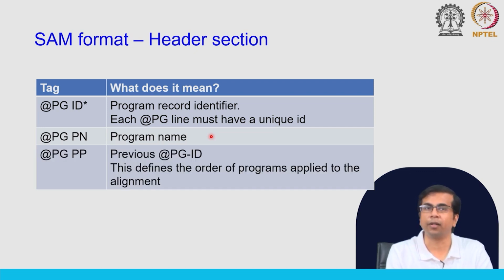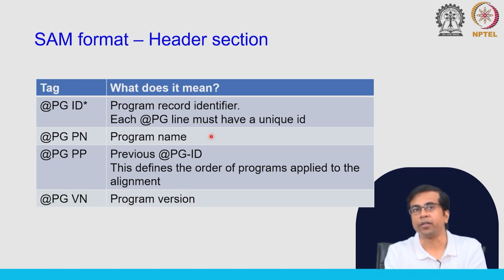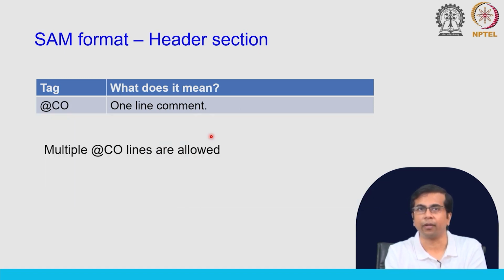And then you can also have something called @PG PP. This defines the previous program that was used to generate this, so you can define a chain of the programs that have been used on this data before you got this SAM file. Okay. So that's useful information when you are processing the data. You also get the program version, which is the @PG VN. And then finally, you can get some comment lines. They are given by @CO. These are one-line comments, and you can have multiple comment lines describing something, maybe experimental details or data processing details, etc.